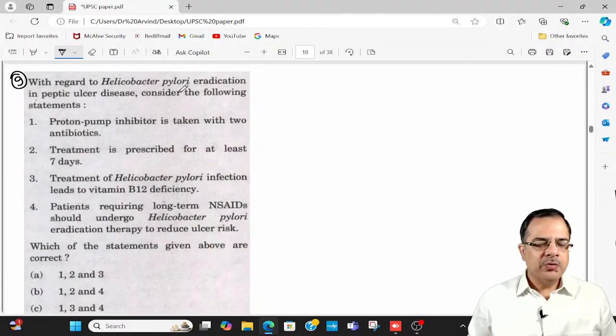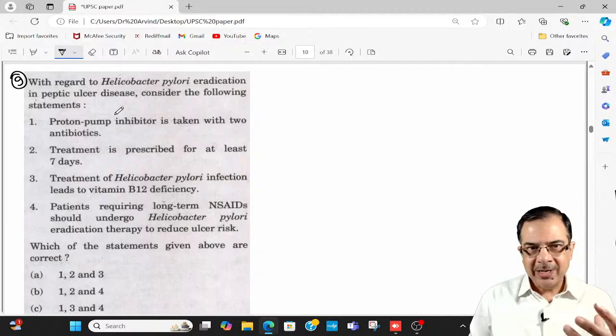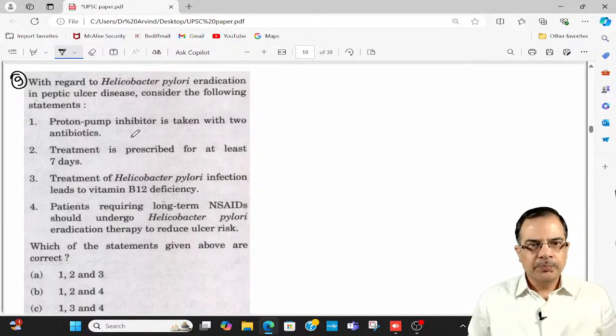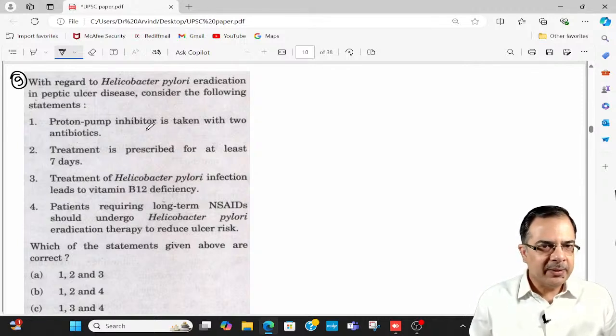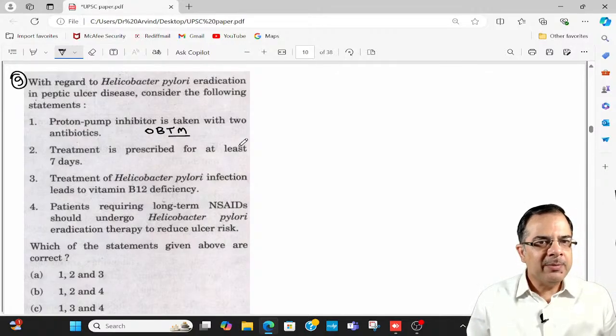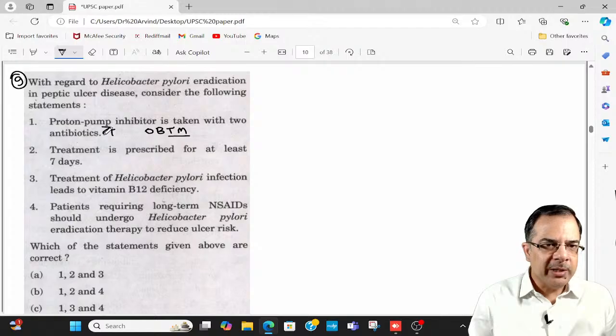Question is with regard to H. pylori eradication in peptic ulcer disease, consider the following statements. Again, this is according to the options which are available to you. Proton pump inhibitor is taken with 2 antibiotics. Yes, if we are giving the 4 drug regimen, O, B, T, M: omeprazole is the proton pump inhibitor, bismuth, T is tetracycline, and M is metronidazole. So 2 antibiotics are given. This is a true statement.